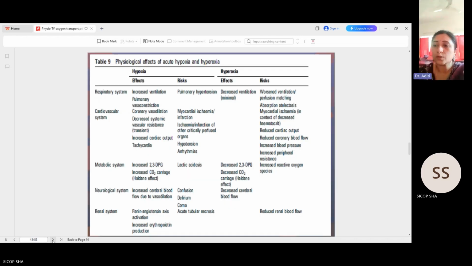Next slide. So let us look at a few physiological effects of acute hypoxia and hyperoxia. So in case of hypoxia, the effects that can be seen are increased ventilation. There is pulmonary vasoconstriction, coronary vasodilation, decreased systemic vascular resistance, which is transient. There is increased cardiac output, and there is tachycardia to meet up to the body demands.